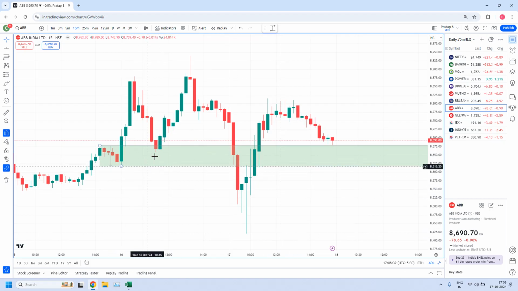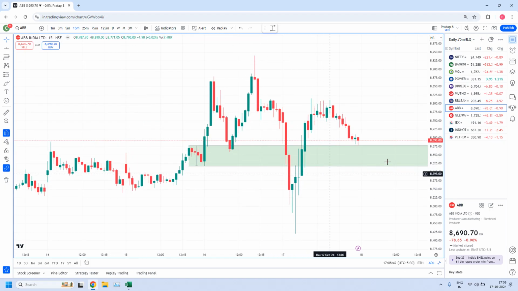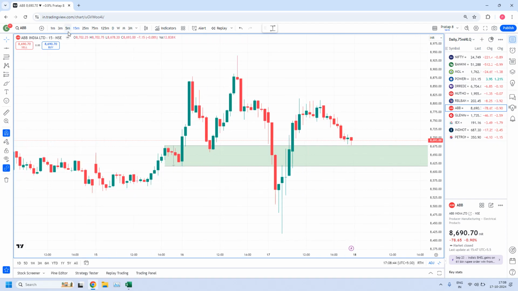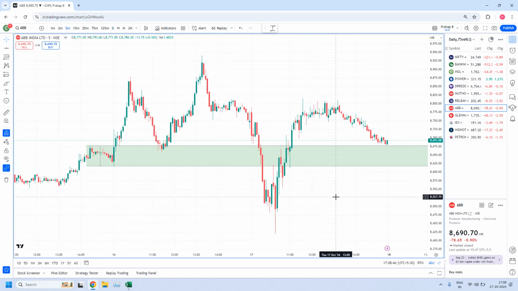Okay, this is about ABB. We know why it failed, because this zone has all these candles. If you look into this, all these candles, it's an ugly structure. It's a lot of consolidation here, no institutional order flow. That's why the zone is easily violated.